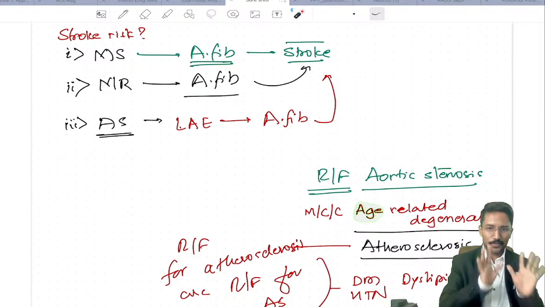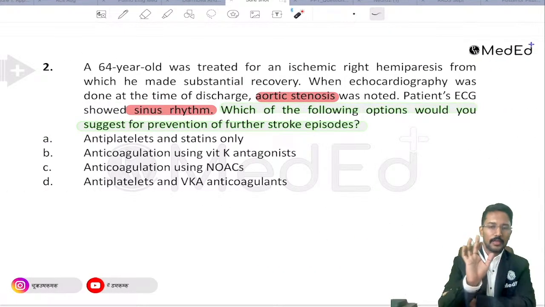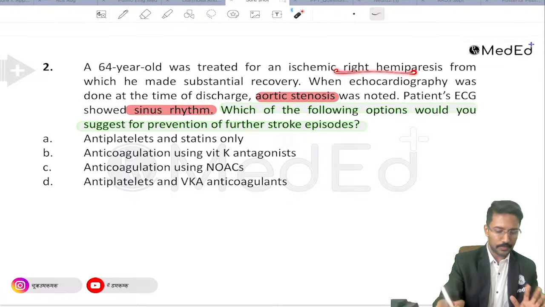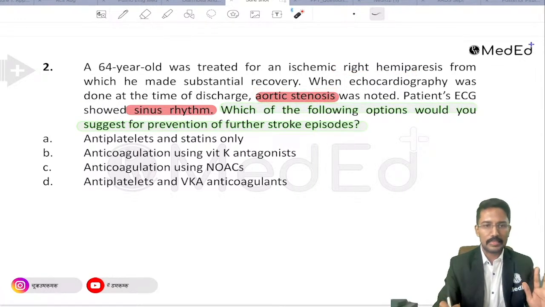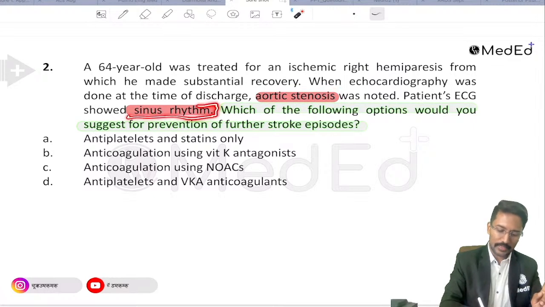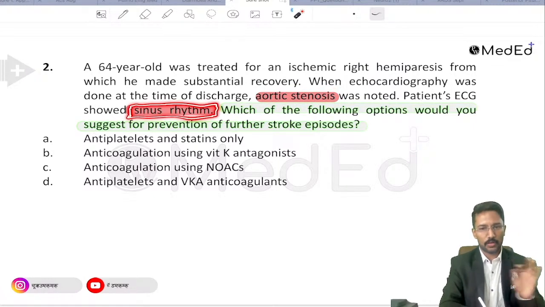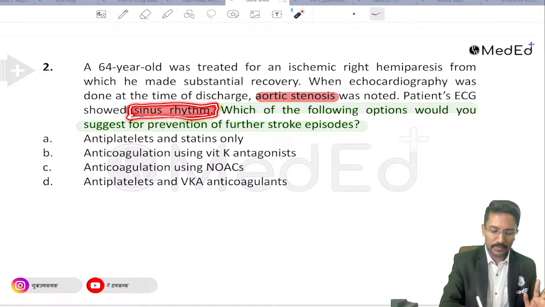Okay. So now with this information, let us go back to the question. In this patient, he had a stroke. He has made a recovery. Echo showed aortic stenosis, but ECG did not show any abnormality. Yes, we can anticipate atrial fibrillation to occur, but this patient does not have it. He is having sinus rhythm.